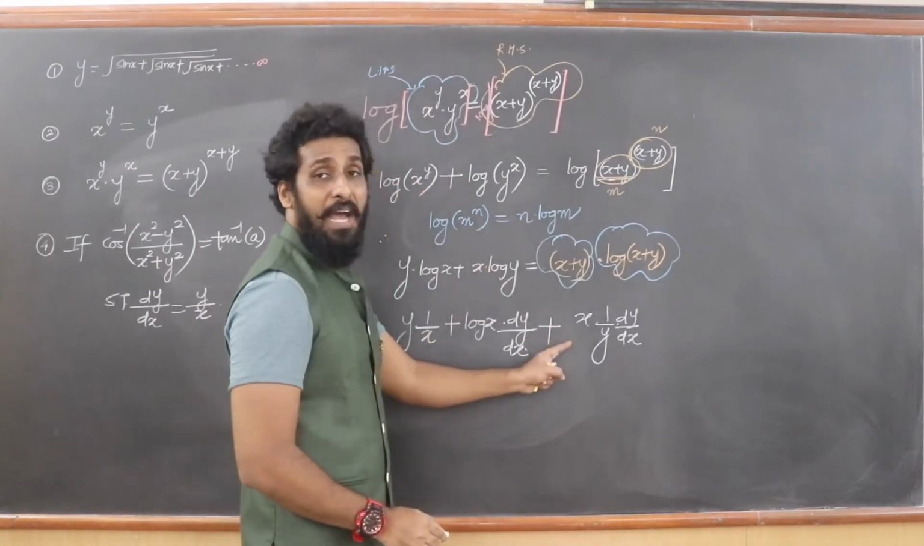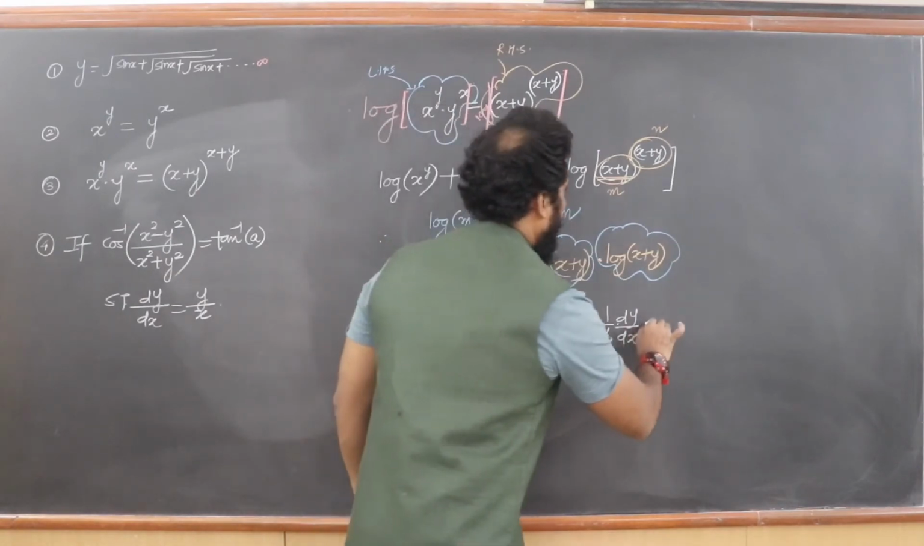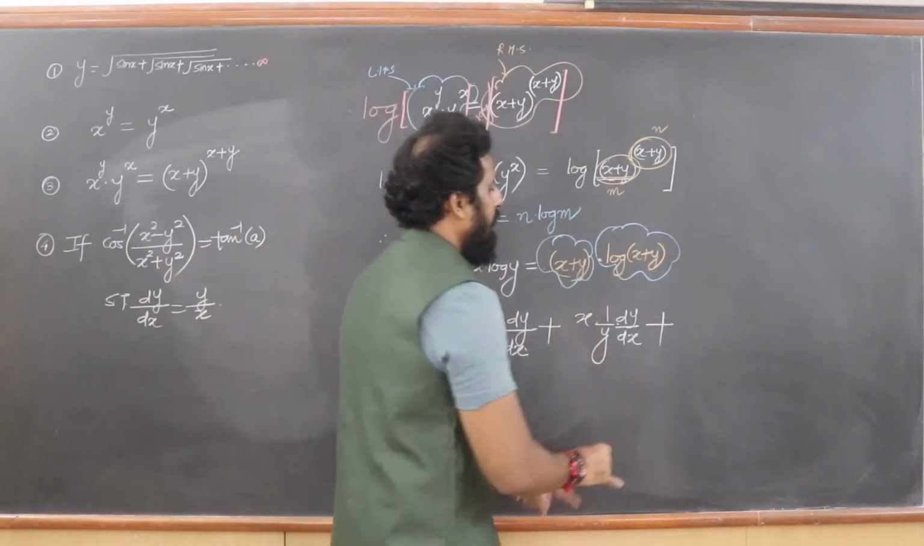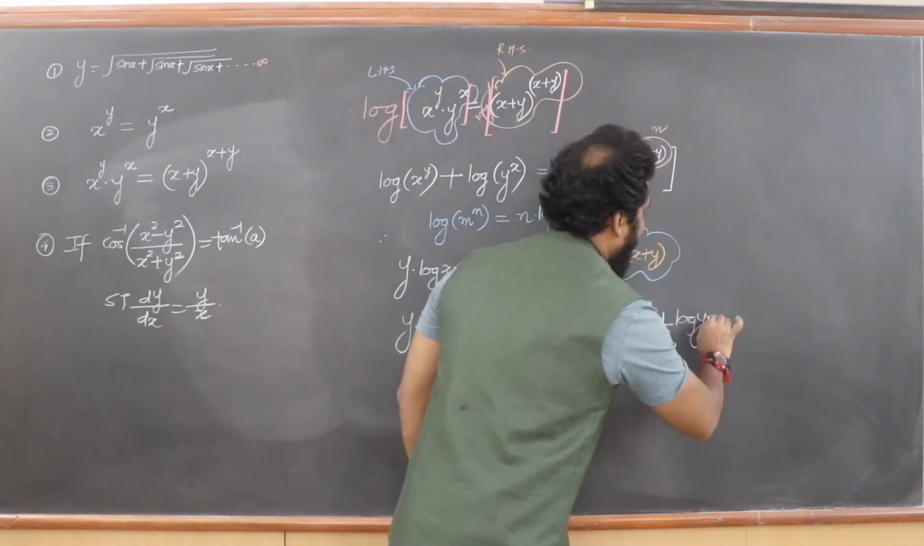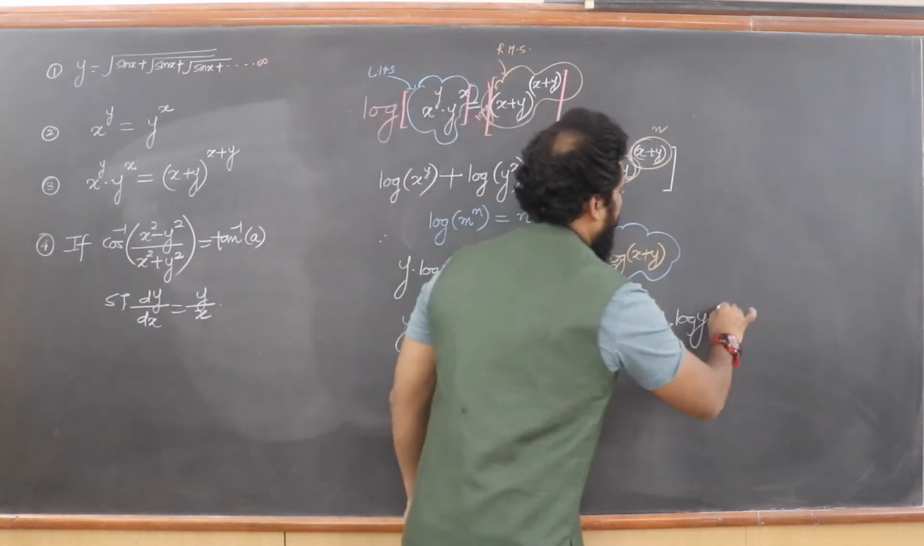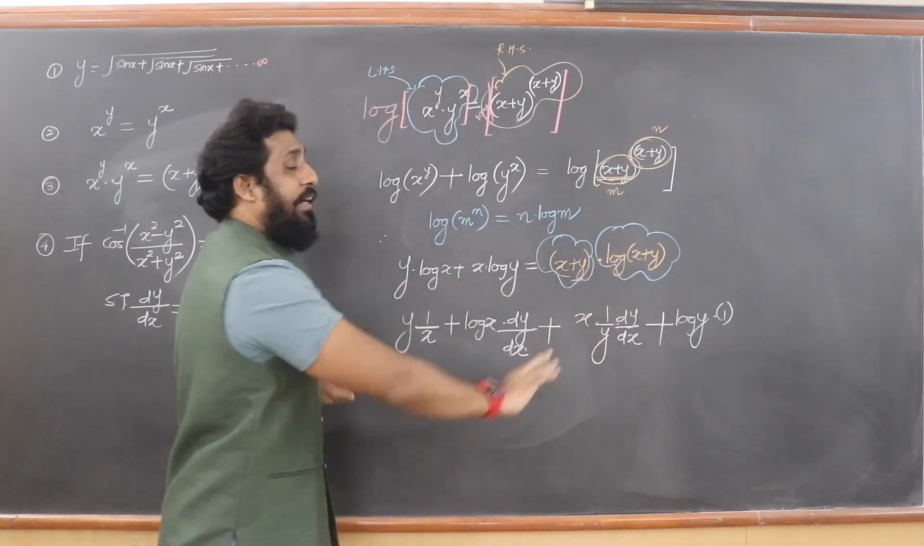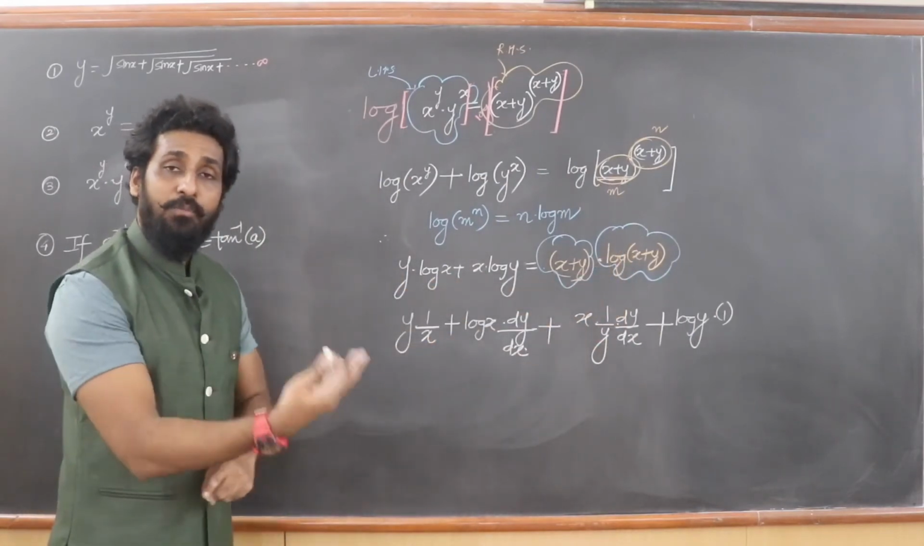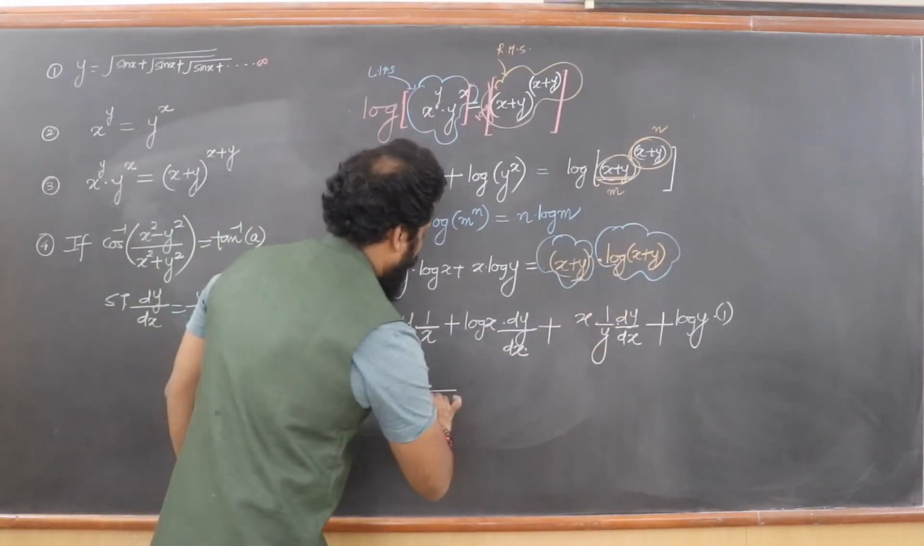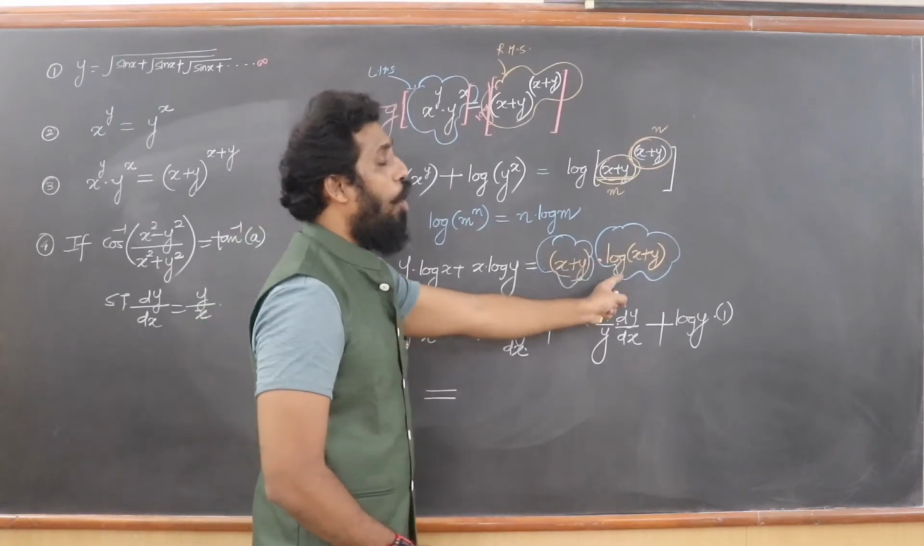Now that was first term as it is, derivative of second term. Then let us write plus sign, second term as it is, that is log y as it is, derivative of x, that's 1. So all derivative of left hand side is over. Now let's move on to the right side. So right side we have x plus y into log of x plus y.